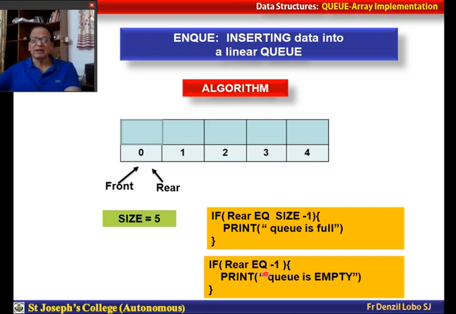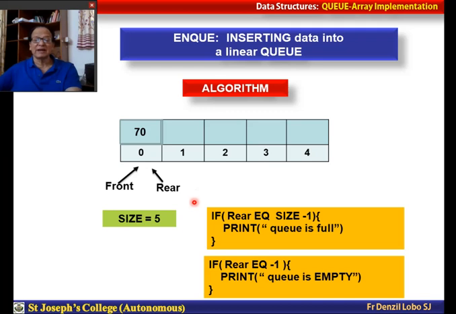Whereas if the rear is minus 1, because I said when the queue is empty, I am going to assign minus 1 to rear. So then we know that this queue is empty. So let us see now. Now both of them are pointing. Rear is pointing to the first index, first location. So I'm inserting 70 into that.